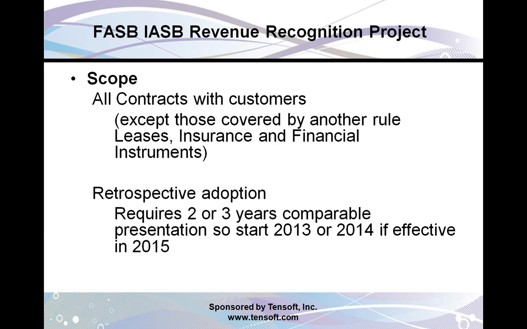The scope, what this exposure draft covers and what the rules will be about, is all contracts with customers, the revenue recognition for them. And the only exceptions that are in there currently will be for leases, insurance, and some financial instruments. The big controversial aspect of it is they are holding firm with this retrospective adoption, which means you have to have all the years that you present in your financial statements under the same methodology. So if it's 2015, public companies 2013, 2014, private companies 2014 and 2015.